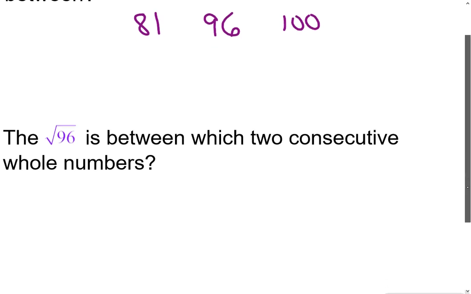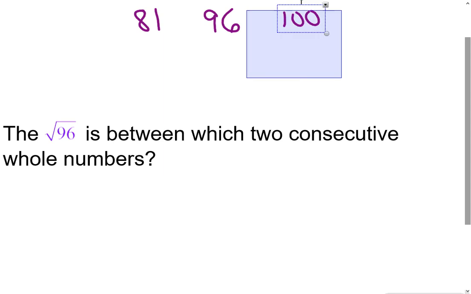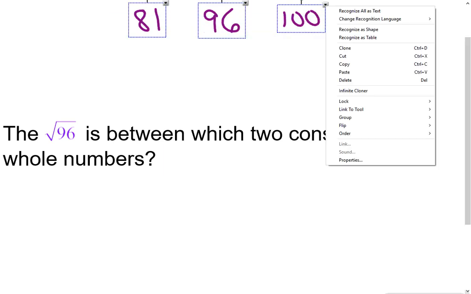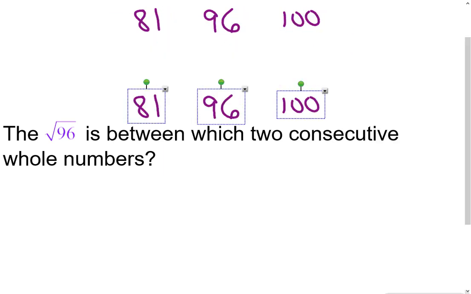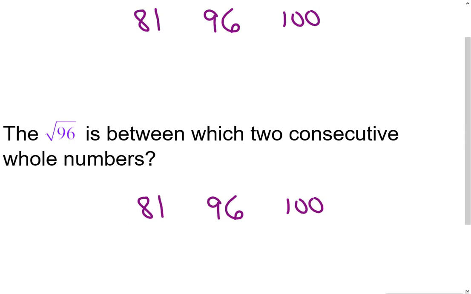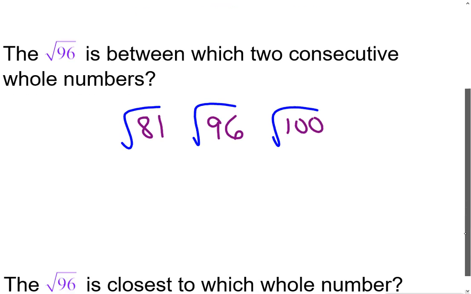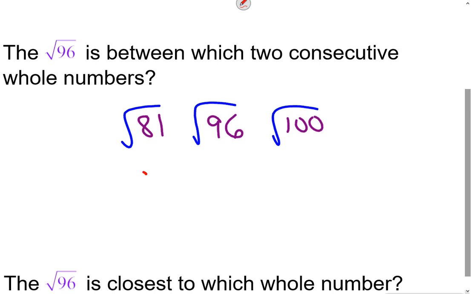Now, I want to take a look at the square root of 96. That's between which two whole numbers? Well, I'm going to take what I did earlier, and now I'm just going to take the square root of everything. Because now you see the square root of 96 is between the square root of 81, which is 9, and the square root of 100, which is 10. Therefore, the square root of 96 is somewhere between 9 and 10.